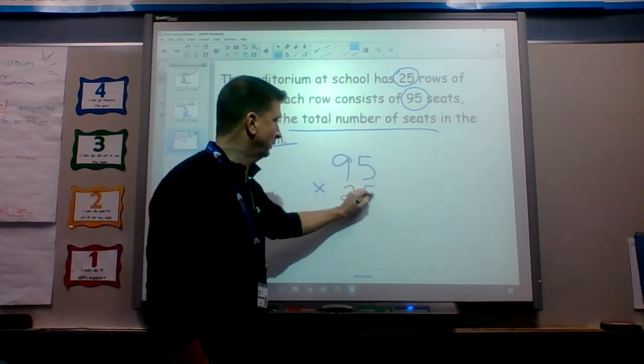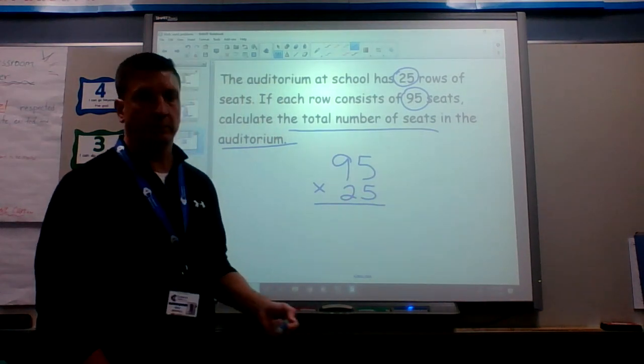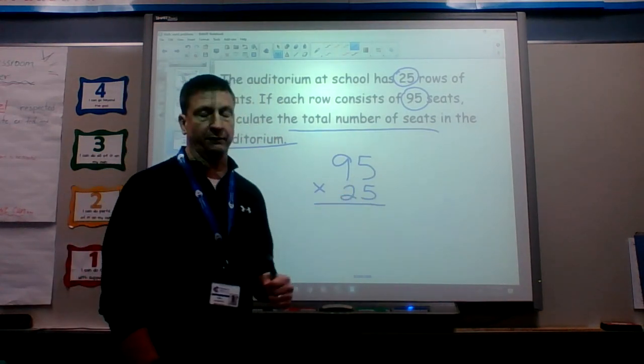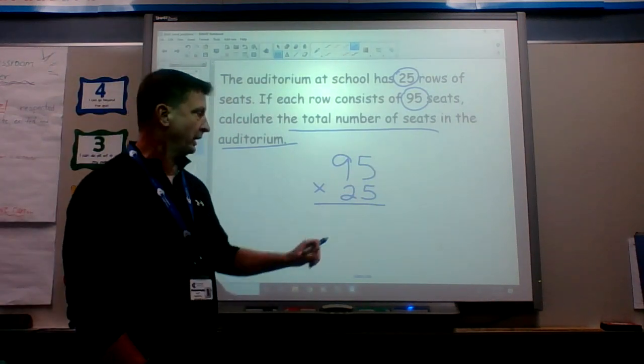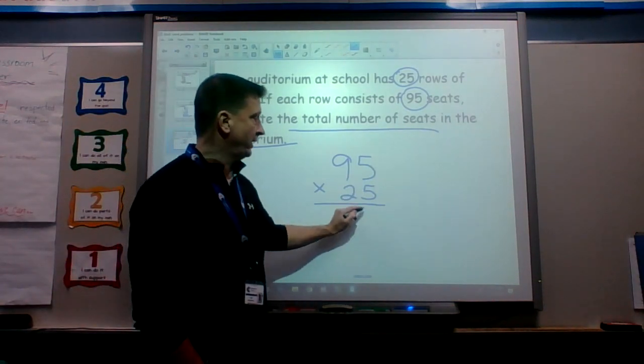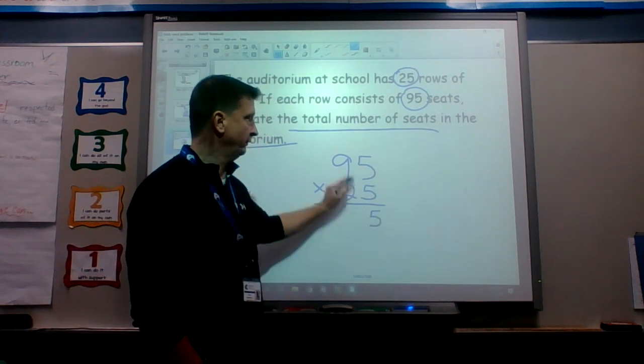Using our traditional algorithm where I'm going to take my 5 times 95 first, then my 20 times 95 and add my two partial products. So 5 times 5 I know is 25.